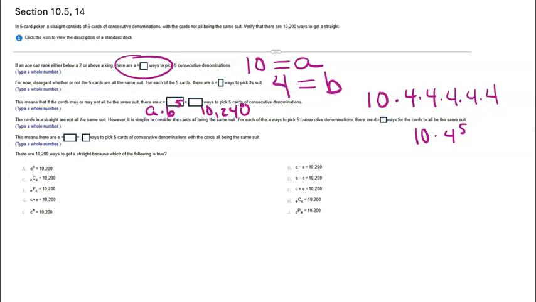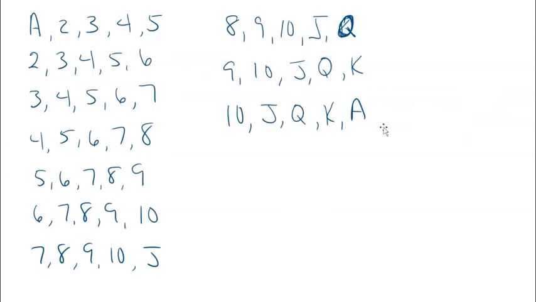Now, next line, it says the cards in a straight are not all the same suit. However, it is simpler to consider the cards all being the same suit. For each of the ways to pick 5 consecutive denominations, there are D equals how many ways for the cards to be all the same suit. Okay, well, so we're going back to look at this list, and they're trying to say how many ways can this list right here be all diamonds, or all hearts, or all spades, or all, what have I left out?